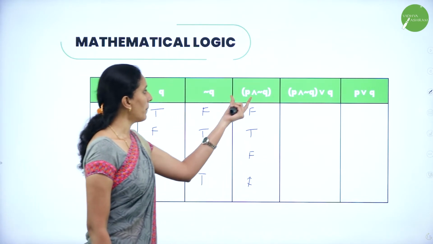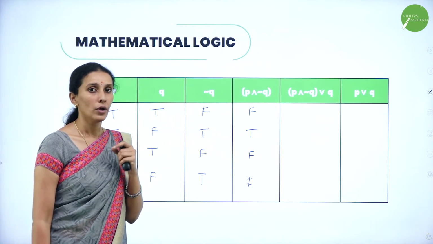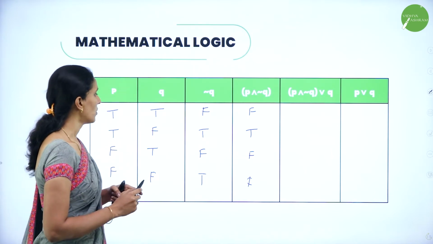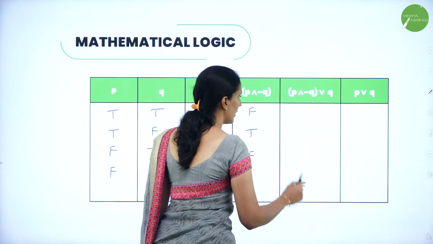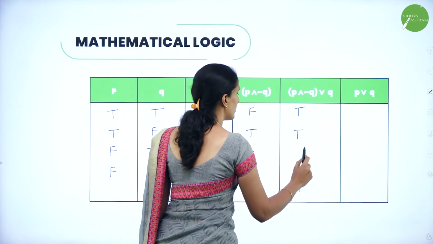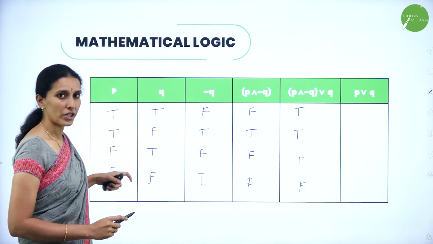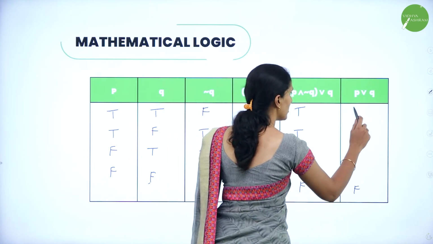Next, I need to combine this statement with R, that is disjunction. When we say disjunction is false, when both the statements are false. So, here only in the last case it is false, in all the other cases it is true. Next, we will take P or Q. So, disjunction again. It is false when both are false. In all the other cases, it is true.